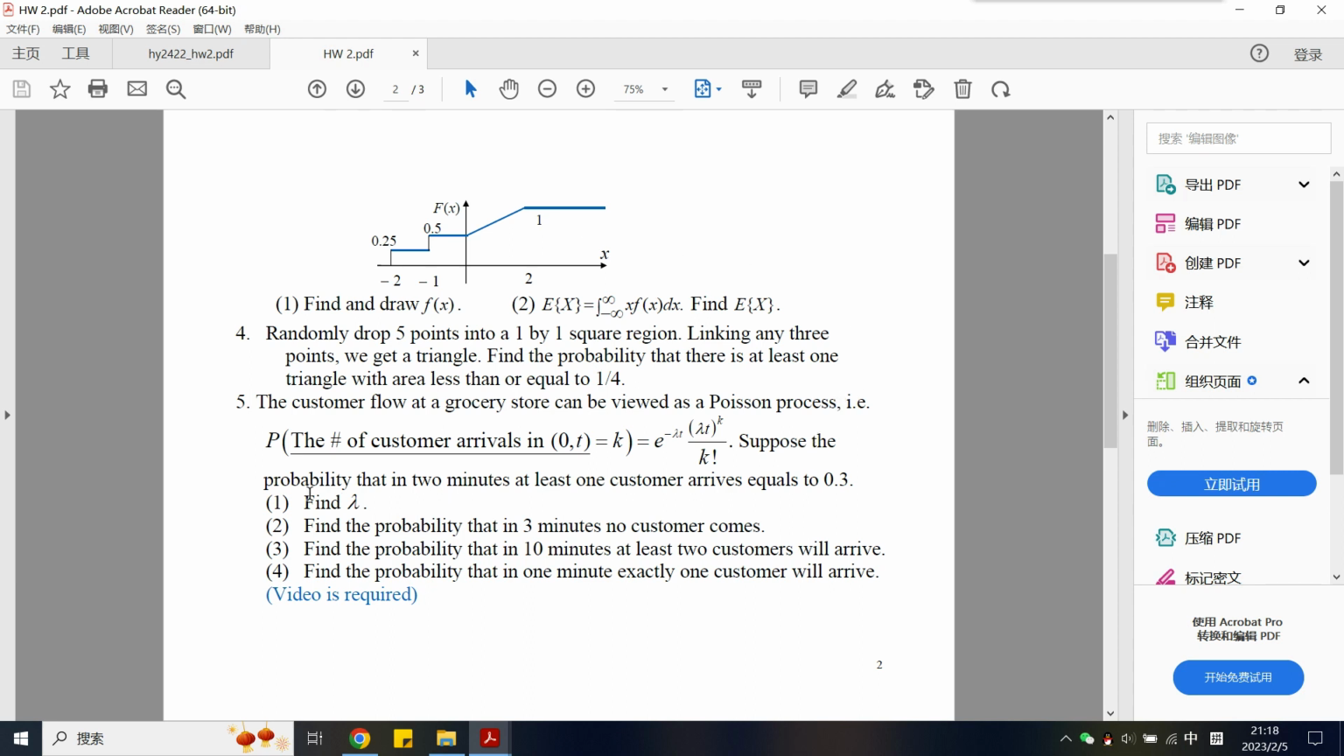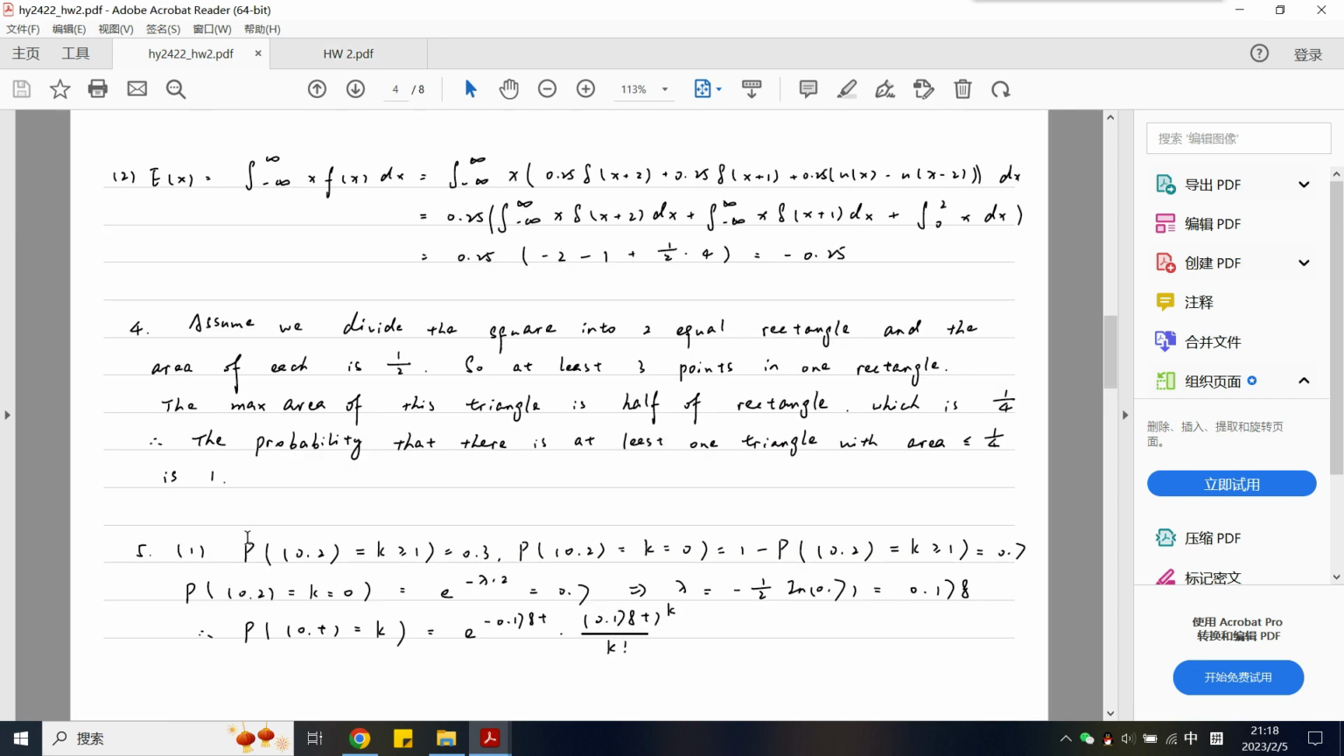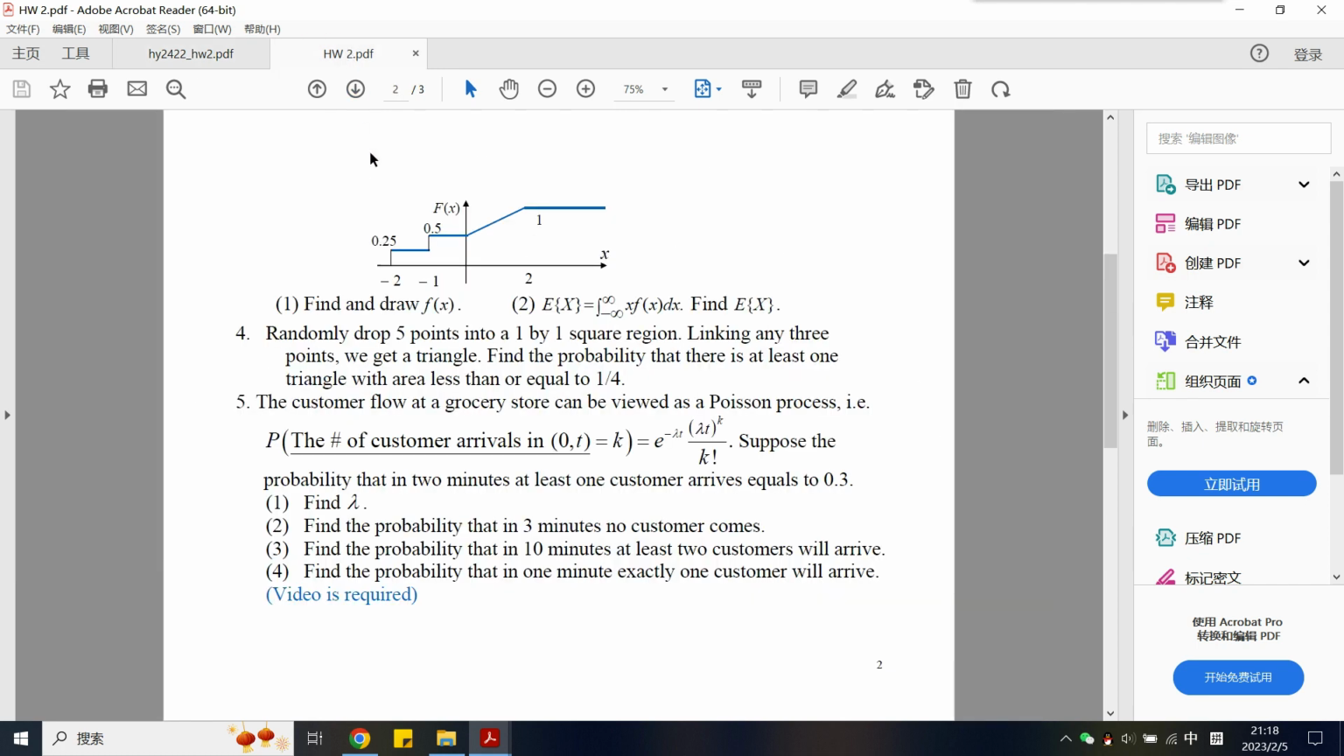So speaking of question 5, the first thing we need to do is to find lambda. From the question we can get the condition that the probability that in 2 minutes at least one customer arrives equals 0.3. So we can change this condition to the formula above. The probability that in 2 minutes at least one customer arrives equals 0.3. And then we can change this formula into another form.